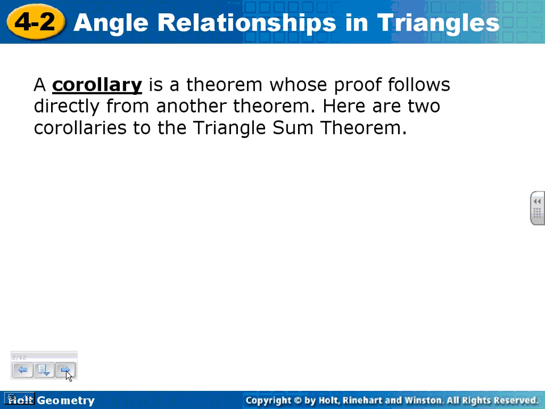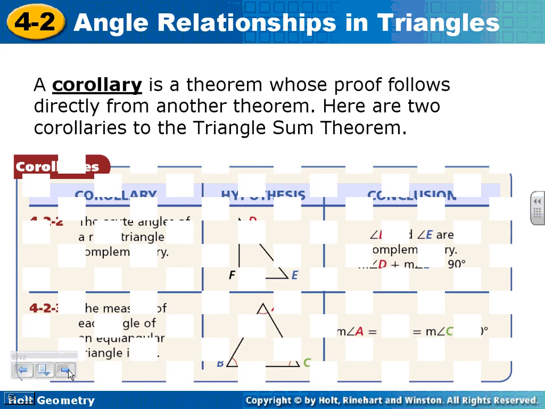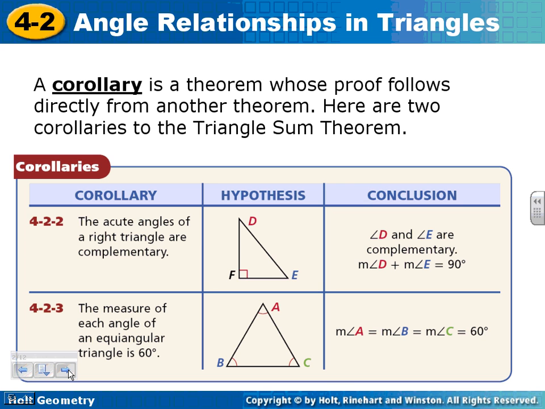Some more theorems are called corollaries. A corollary is a theorem whose proof follows directly from another theorem. So it's kind of like a follow-up of a previous theorem. Here are two corollaries to the Triangle Sum Theorem, not thumb, but sum, sorry. 4.2.2: The acute angles of a right triangle are complementary.